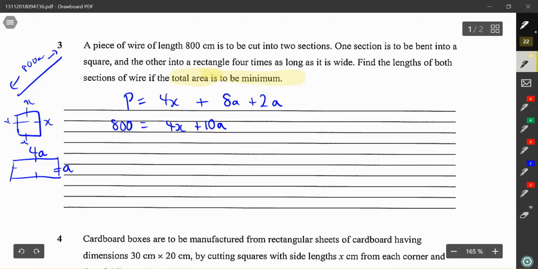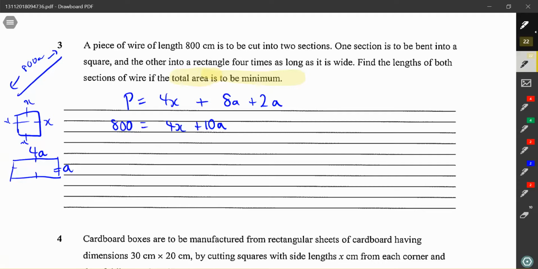So what are you trying to find to be a minimum? Minimum means that the derivative has to equal 0, but the derivative of what? The derivative of the area. But how do you find the area? X times X, 4A times A. Perfect. The area was of these 2 shapes. Add these 2, that gives the total area.